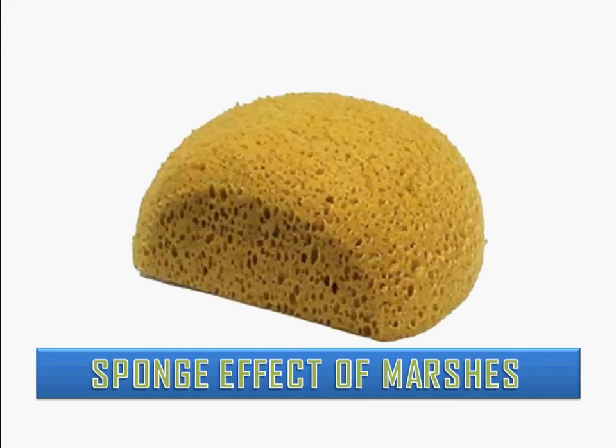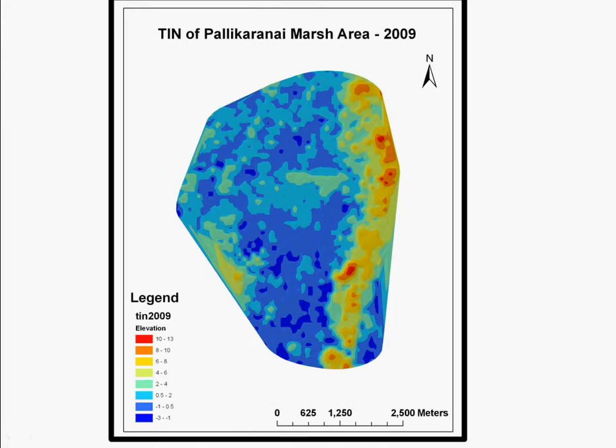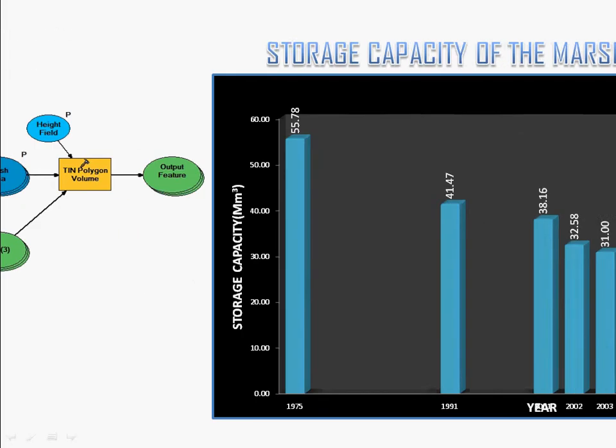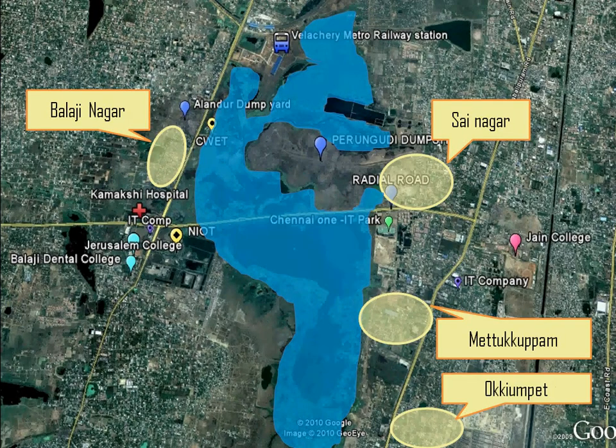Using GIS tools, I was able to demonstrate the sponge effect of the marsh, because the marsh was helping in storing the excessive flood waters over the years, and a reduction in the marsh area has directly affected the storage capacity of the marsh. The TIN models and rainfall data were used to calculate storage capacity of the marsh. That clearly explained how the reduction in storage capacity caused increased flooding in areas adjacent to the marsh.